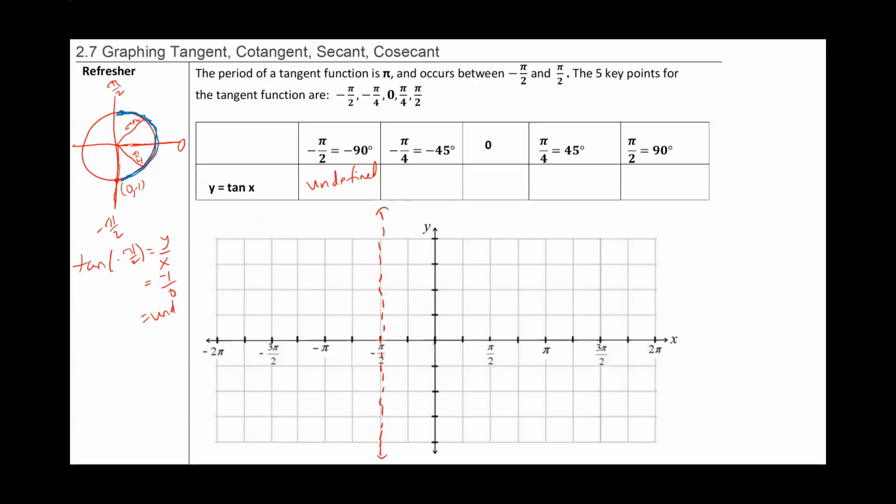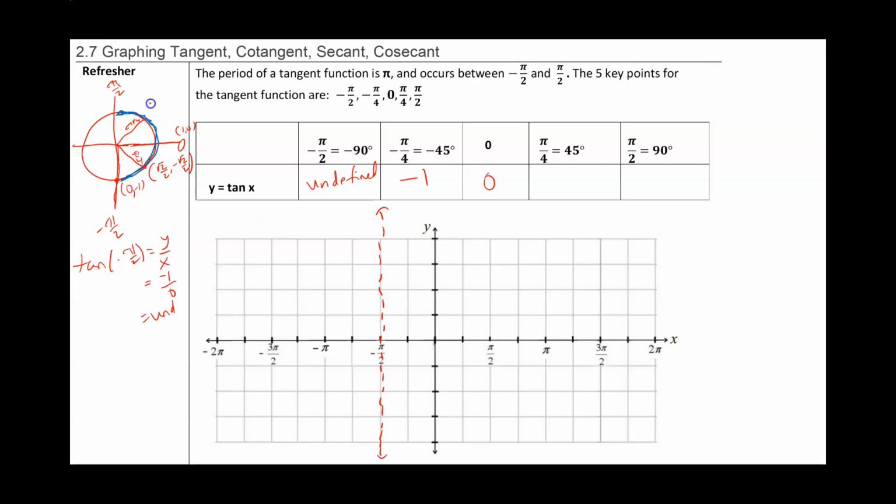Okay, our next key point is negative pi over 4, which is negative 45 degrees. The ordered pair on the unit circle is going to be radical 2 over 2, comma, negative radical 2 over 2. The x is positive, the y is negative. Now the tangent there is going to be the numerator of the y value divided by the numerator of the x value. So negative radical 2 over radical 2, that's going to be negative 1. At 0, the ordered pair on the unit circle is the point 1, comma 0. So if we take the y over x, 0 over 1 is going to be 0.